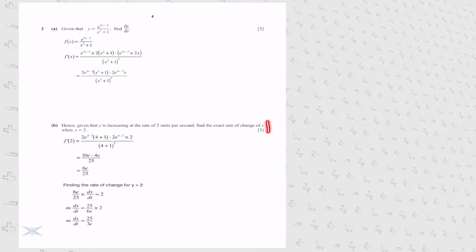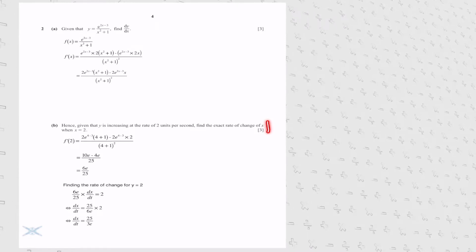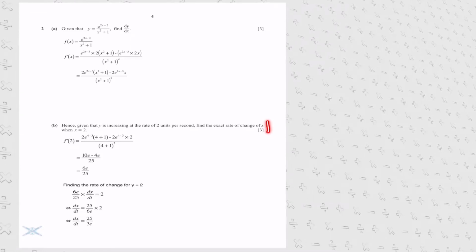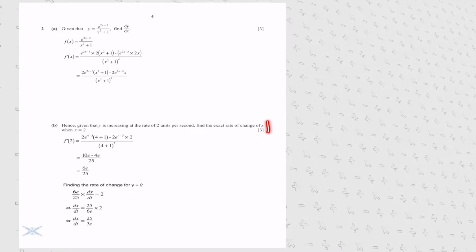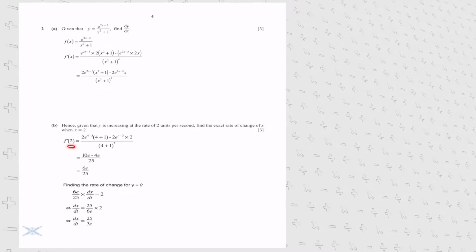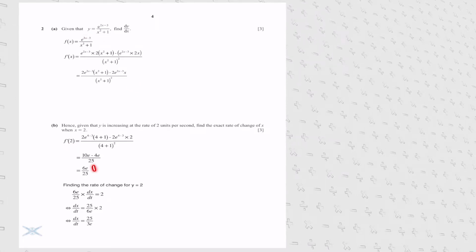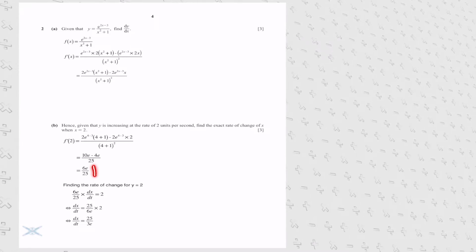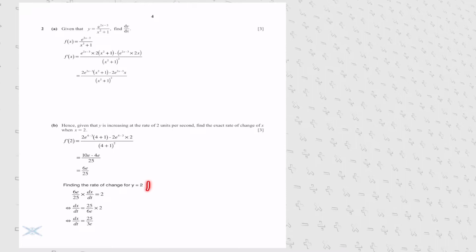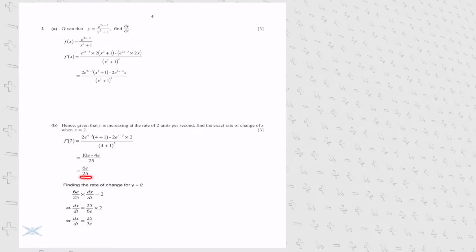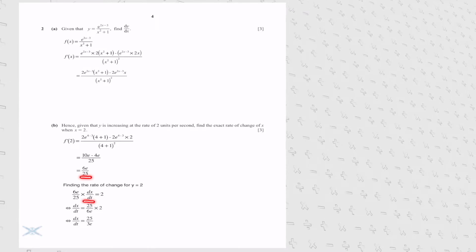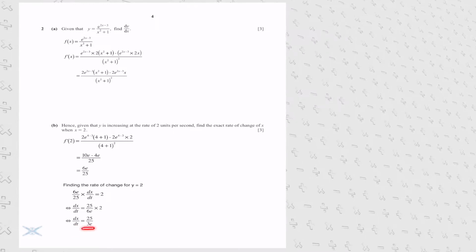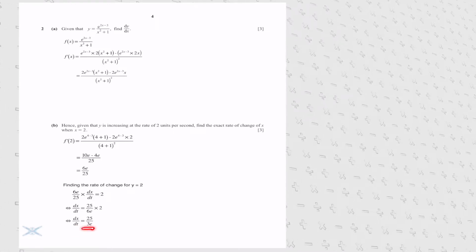Part B of exercise 2 follows up on our result of part A, stating that, given that y is increasing at the rate of 2 units per second, we are supposed to find the exact rate of change of x when x equals 2. So to do that, we simply enter 2 into the first derivative of our given function, and with the assistance of our pocket calculators we should come to the conclusion that this results in 6e over 25. Now to find the rate of change for y equals 2, we just multiply our previous result with the expression dx over dt and equate it with 2, and rearranging this equation for dx over dt will result in the rate of change for y equals 2 being 25 over 3e.